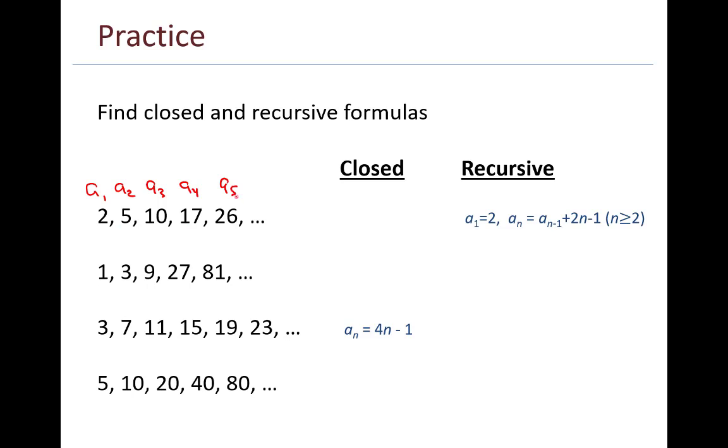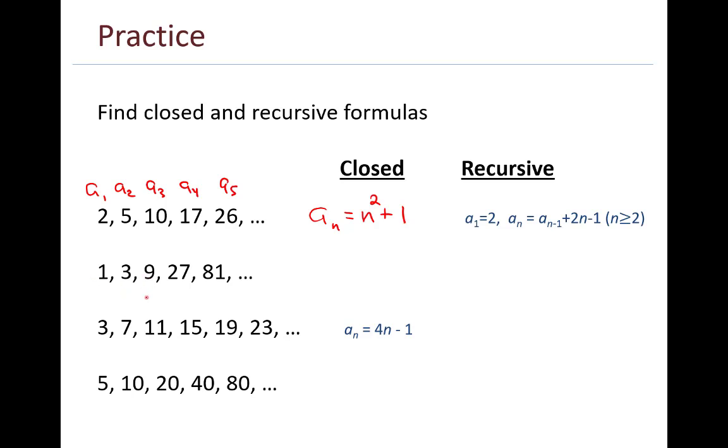And in fact, if I square the 5 and add 1, I get 26. If I square the 4 and add 1, I get 17. If I square the 3 and add 1, I get 10. And in general, this formula, a sub n, looks like n squared plus 1.